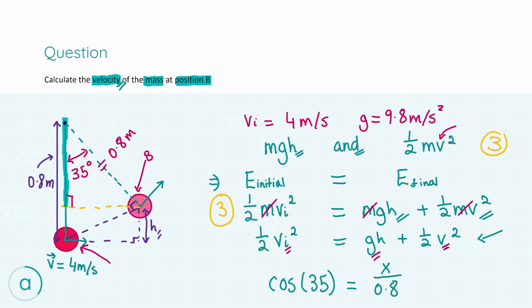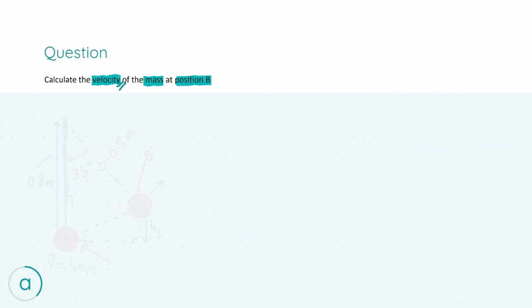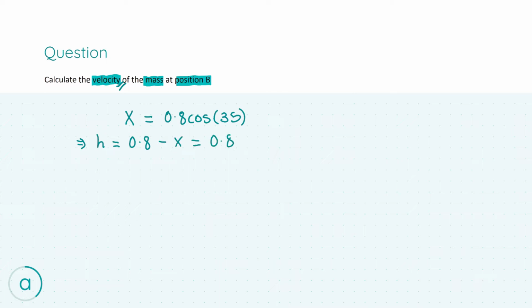And we can get an expression for x as 0.8 times the cosine of 35. Okay, so we need to subtract this from 0.8 in order to get our value for h. So there we have a value for h is 0.8 minus 0.8 times the cosine of 35.